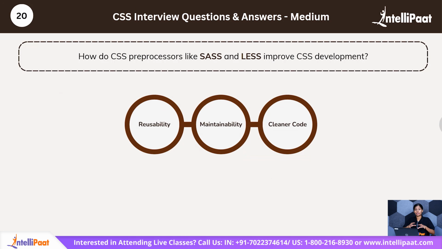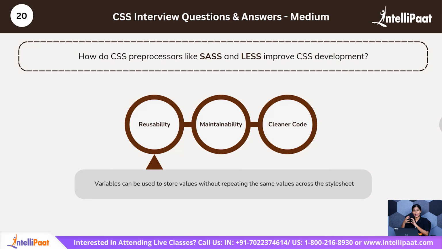They help your code to be more reusable. That is, you're using variables. All those styles that you're defining, you can store inside variables. Since they're stored inside variables, you can keep on using them, or calling them, as many times as you want to. So variables can be used to store values without repeating the same values across the style sheet. That is reusability. Next, you have maintainability, in which changes are easier to manage because they happen in one place.